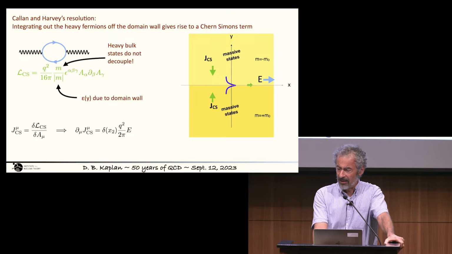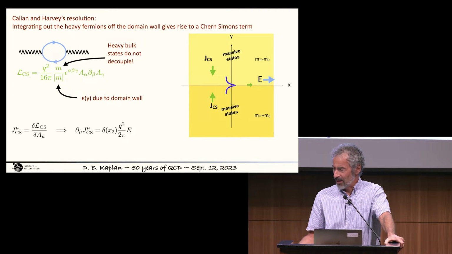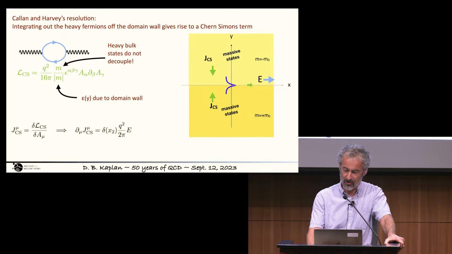So the picture they have then is quite simple. You turn on your electric field, the charge starts growing along the defect, and meanwhile it's just flowing in from both sides in through the bulk.